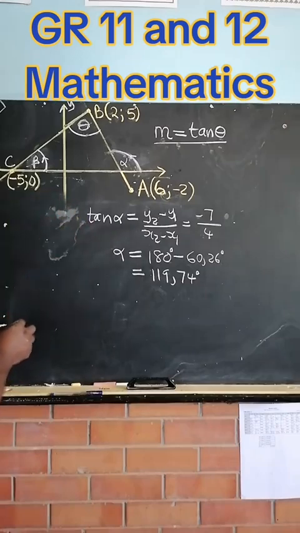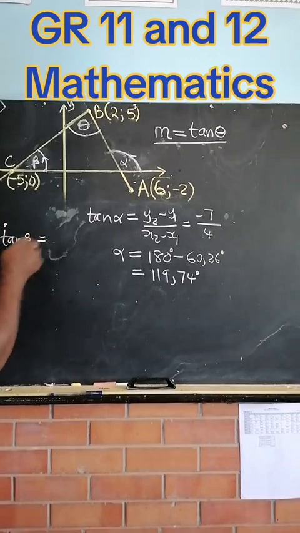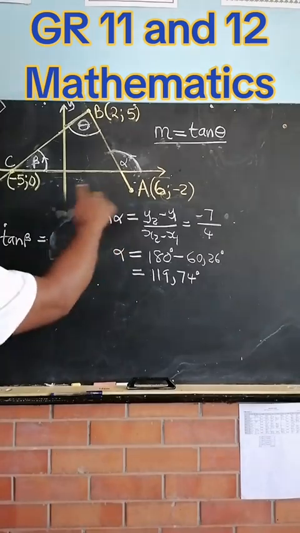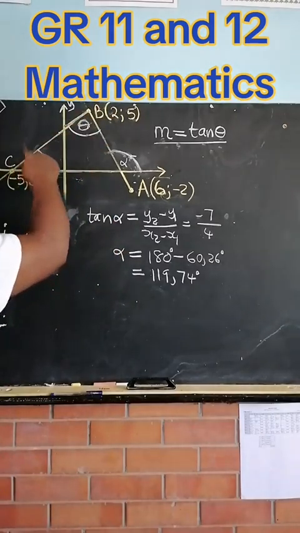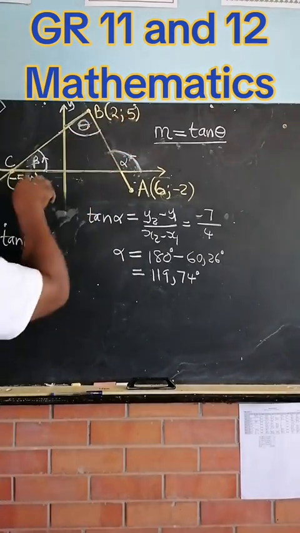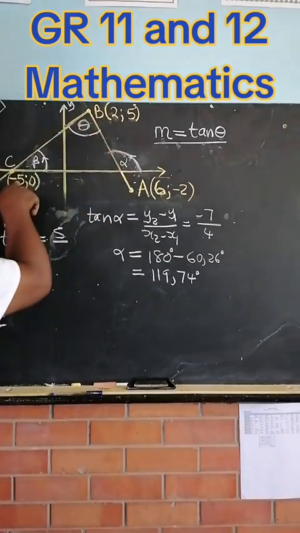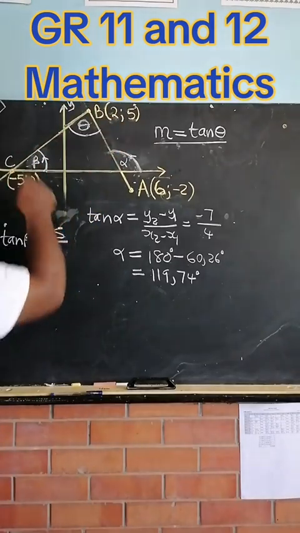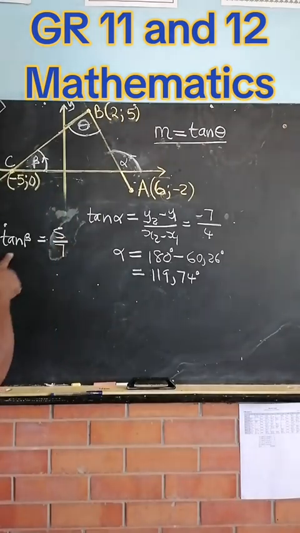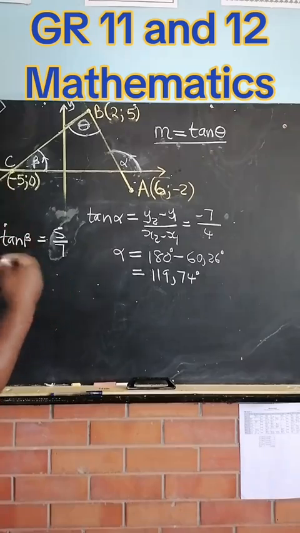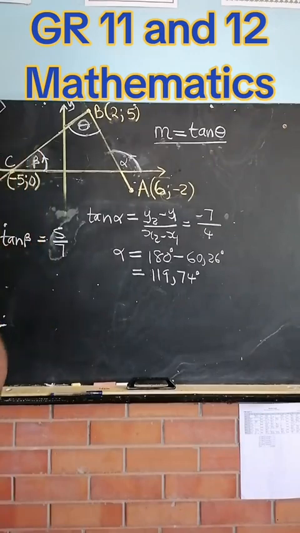Then we also come to this point C where we have angle beta. Let us look for the angle beta. Tan beta shall be the gradient of this line here. So that will be 5 minus 0 over 2 subtract negative 5, and 2 subtract negative 5 is actually 7. So tan beta is equal to 5 over 7. Here our angle is acute because this one is positive, and indeed we expect that to be positive.